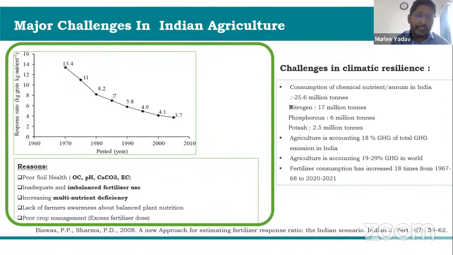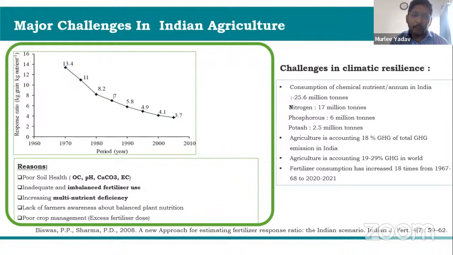In terms of organic carbon, if we talk about Indian soil, 67% of Indian soil is deficient in organic carbon. And you know, organic carbon is the life of the soil. If you want to make soil healthy, you have to improve the organic carbon. If organic carbon improves, only then will the nutrient response ratio go up. Otherwise, nutrient response ratio will not go up.